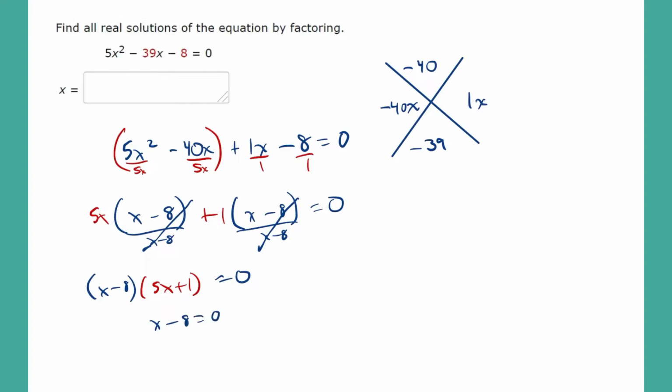Zero factor property says we must set each of these individual factors equal to 0. So this one's going to be x equals 8. This one's going to be negative 1/5 if you solve for x. So that would be our final answer for that problem.